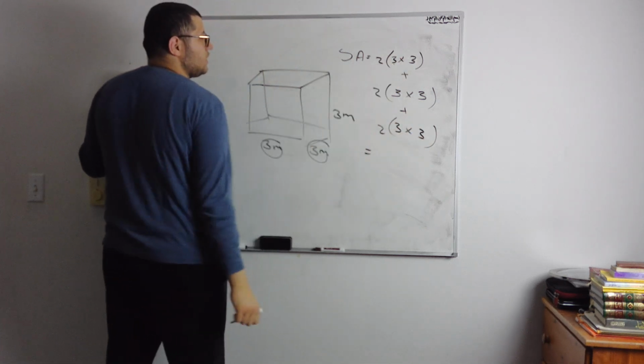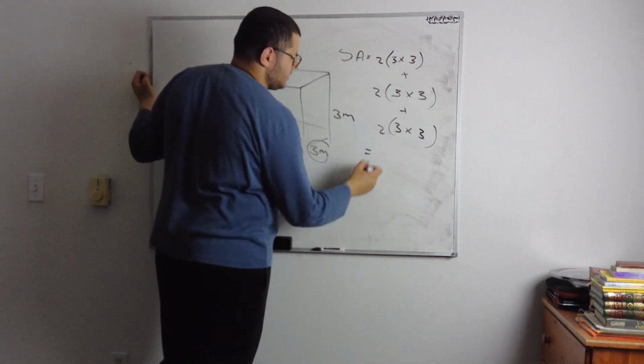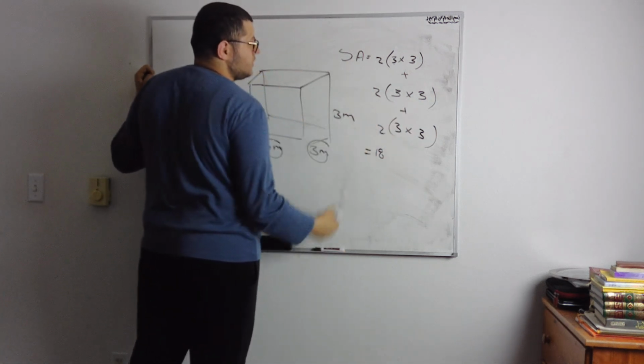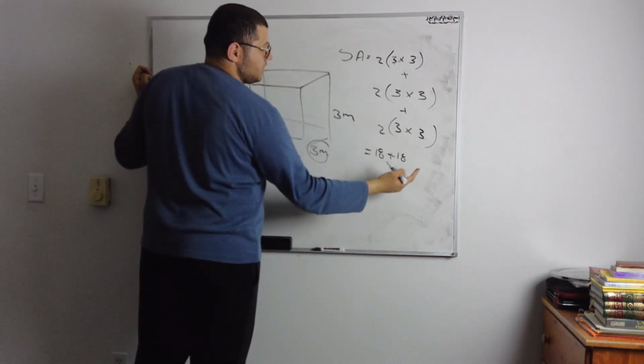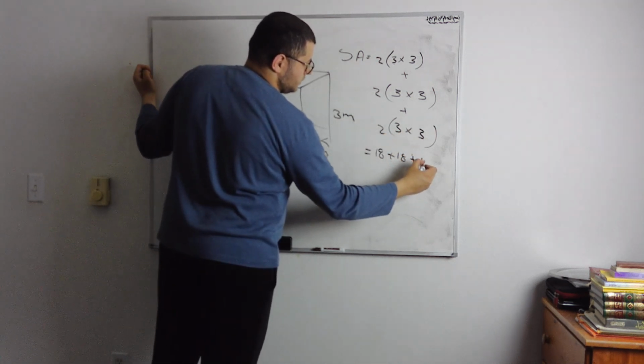So 3 times 3 is 9. 9 times 2 is 18. 3 times 3 is 9. 9 times 2 is also 18. 3 times 3 is 9. 9 times 2 is also 18.